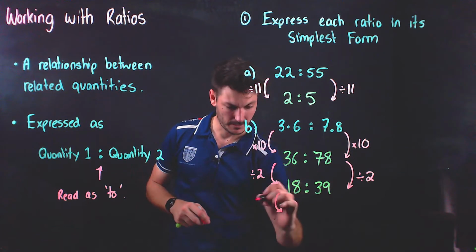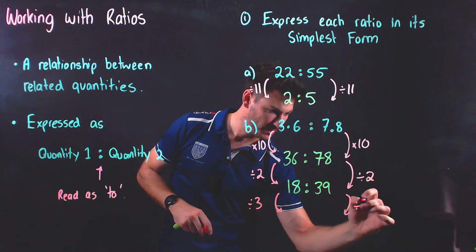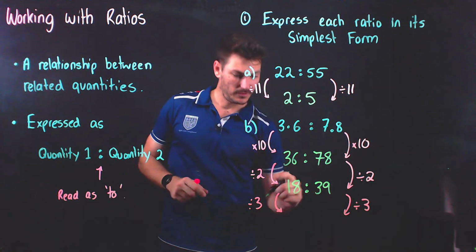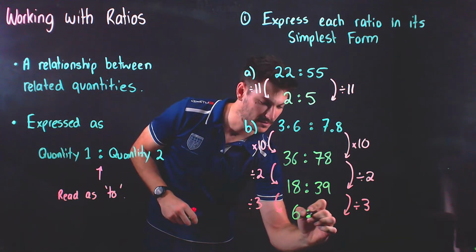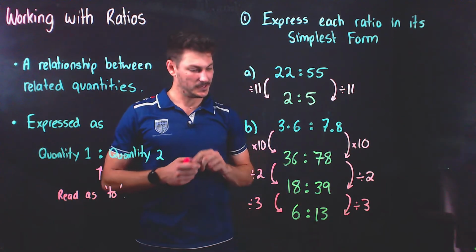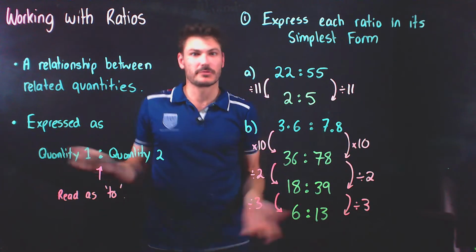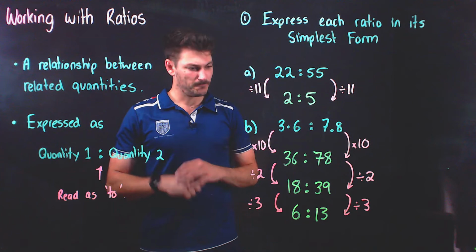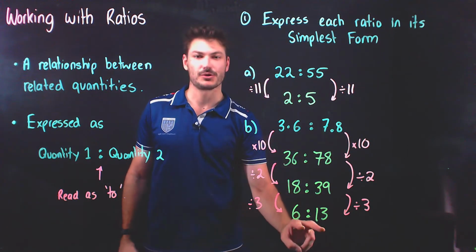So hopefully I don't run out of room on my board here. Divide by 3, divide by 3. And I'm going to get 18 divided by 3 is going to be 6. 39 divided by 3 is 13. And now 13 is a prime number, and 6 can't go into it because it's prime, so that is our most simple form. So notice that if I took these original ones and just divided by 6, I would have got this ratio straight away.